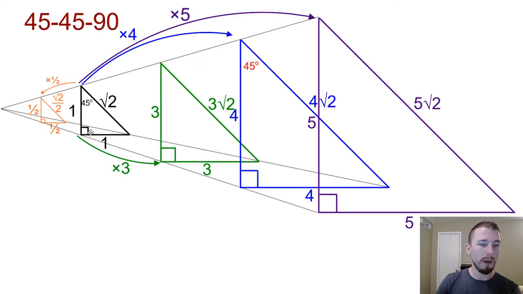All right, so the 1, 1, radical 2, that's going to be the same regardless of how we scale up or scale down this triangle.